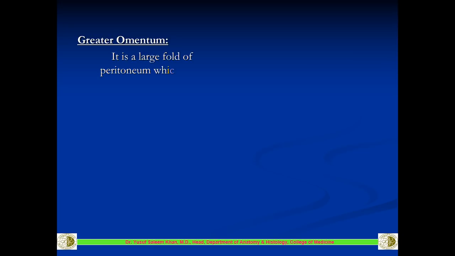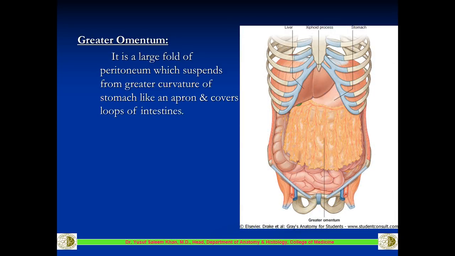So what is this greater omentum? If you see this picture here, you can imagine, this is a large fold of the peritoneum which suspends from the greater curvature of the stomach. Whichever is attached to the lesser curvature of the stomach will be called the lesser omentum, which will be above here. It is behind the liver. If you reflect the liver, then you can see the lesser omentum above, and whichever membrane is attached to the greater curvature of the stomach will be called the greater omentum.